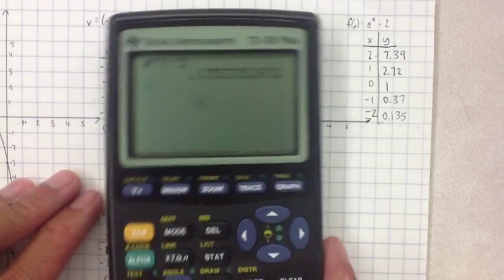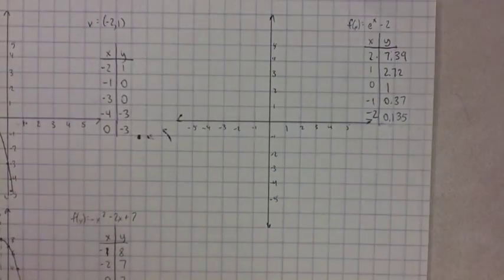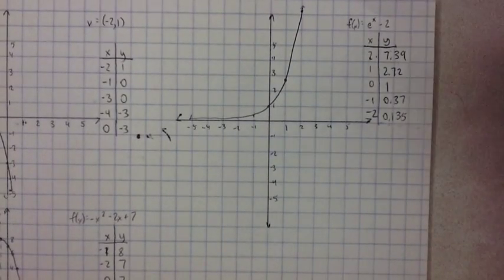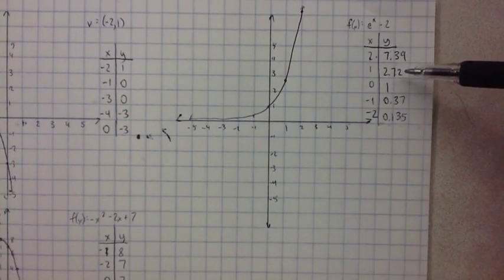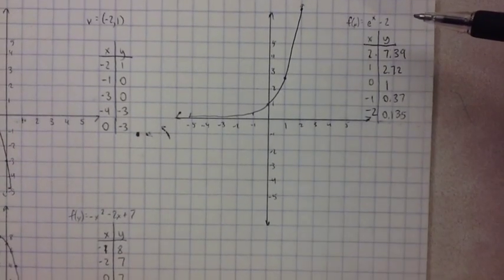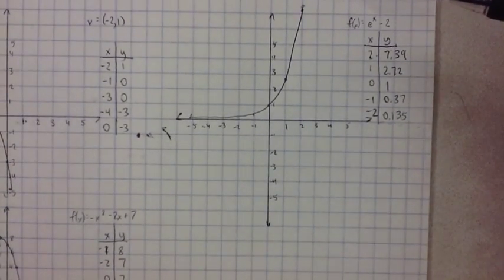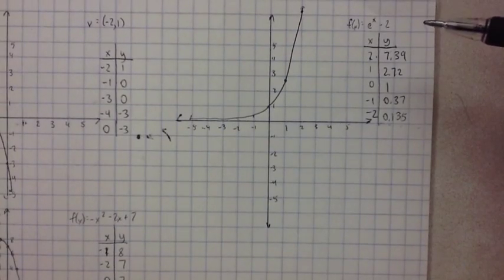I'm going to do it one more time for the rest of these. And I get all of these points, and I just simply plot those points on my graph. It's going to look like this. Remember that e is just this number. It's about 2.72, and it's a number that we use when we do compound interest.